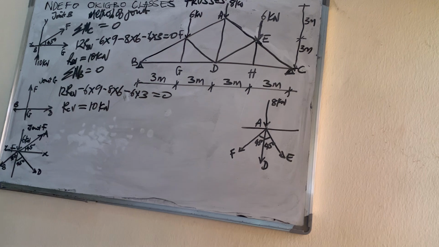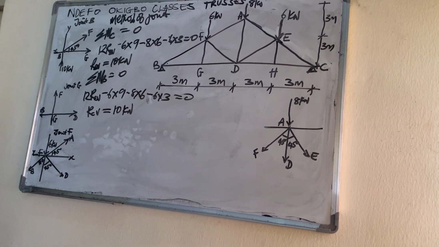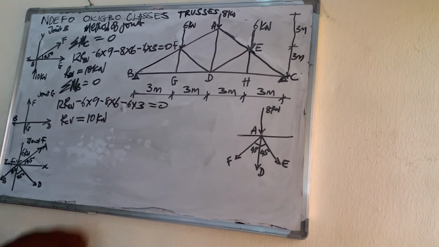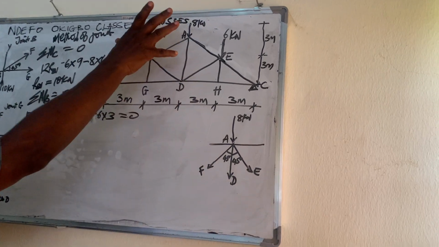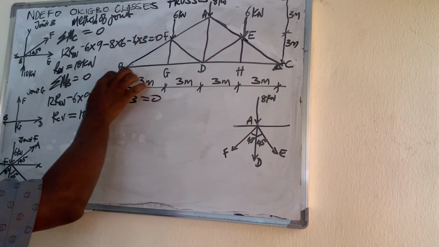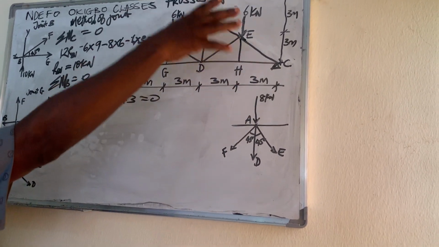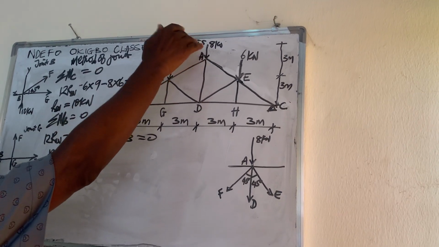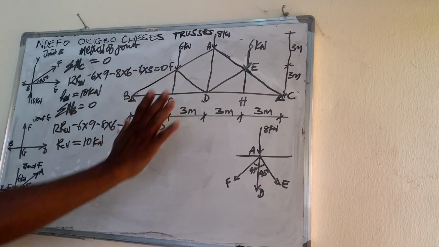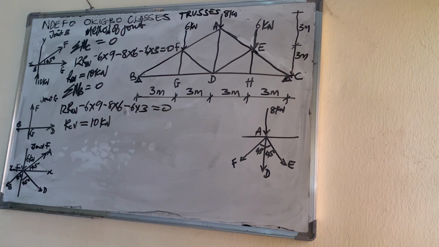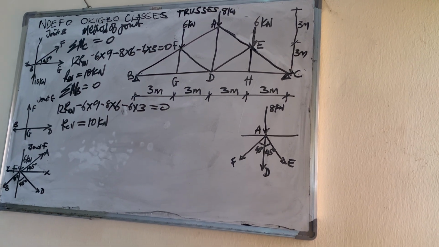kilonewtons. So if we look at the load to check whether we made a mistake, we have 10 plus 10, that is 20, and 6 plus 8 plus 6, that's 20, so we didn't make a mistake. These are the reactions at the two ends.